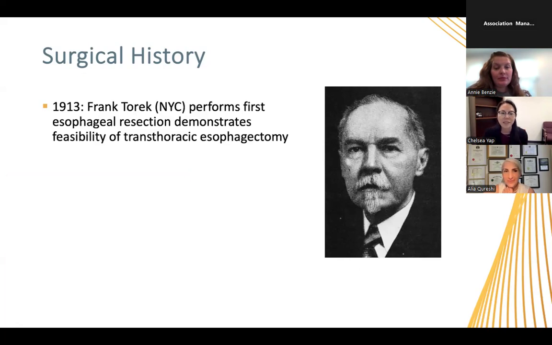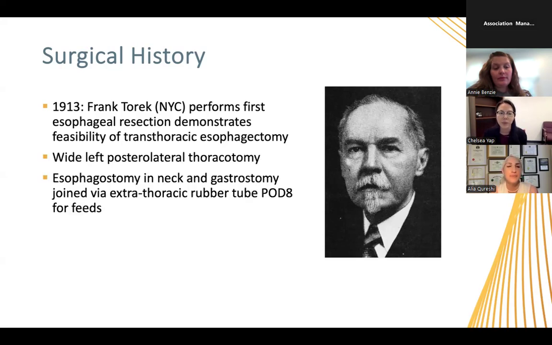So in 1913 in New York City, Franz Torek performed the first esophageal resection that demonstrated feasibility for transthoracic esophagectomy. This was actually for squamous cell carcinoma of the esophagus. He performed a wide left posterolateral thoracotomy. There was no continuity established here, just the esophagectomy portion. He made an esophagostomy in the neck, and a gastrostomy was placed in the stomach.